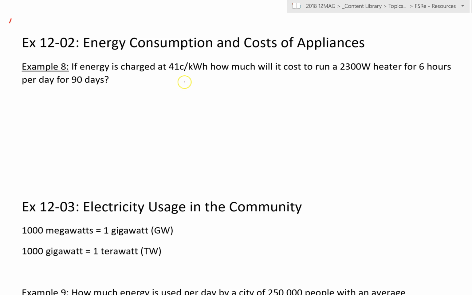Now, taking these skills, let's have a look at another example. If my electricity is now being charged at 41 cents per kilowatt hour, how much will it cost to run a 2,300 watt heater for 6 hours a day for 90 days? Well, first of all, 2,300 watts equals 2.3 kilowatts. Now my cost is going to be 2.3 times 0.41, don't forget the cents to dollars, times my 90 days.